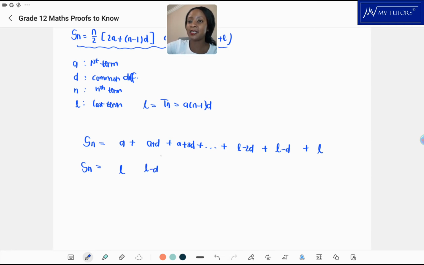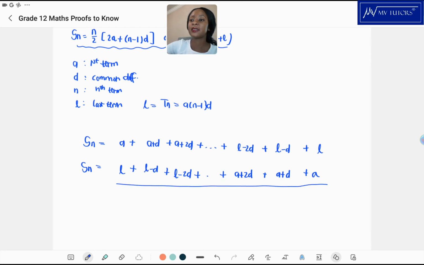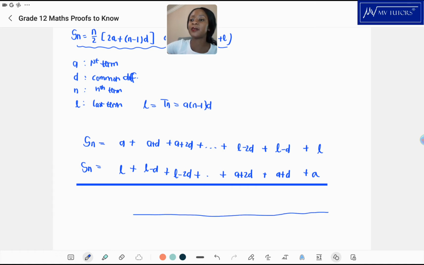So we're going to have l minus d, and why did I put a 3 there? It should be a plus 2d. So a plus 2d. We're adding that, and then we have l minus 2d, all the middle terms, and then we have a plus 2d, and then a plus d, and we have a. Now if I were to add the two rows, let me put double lines there.